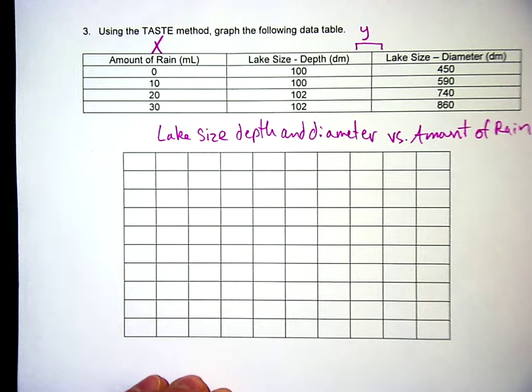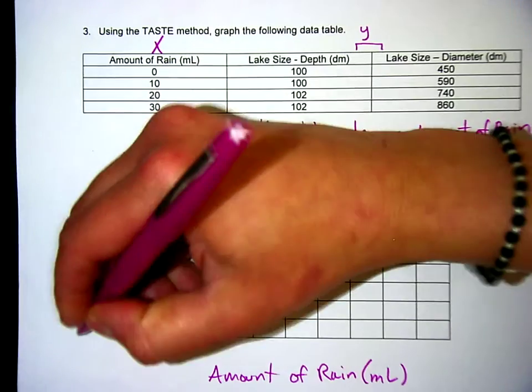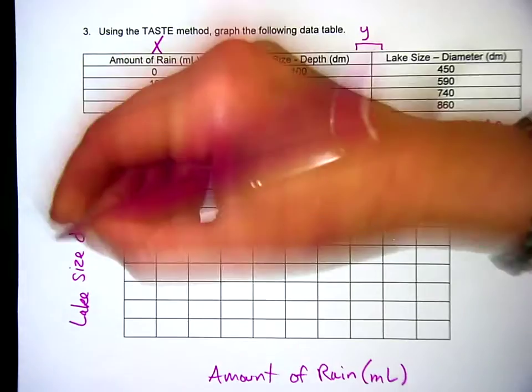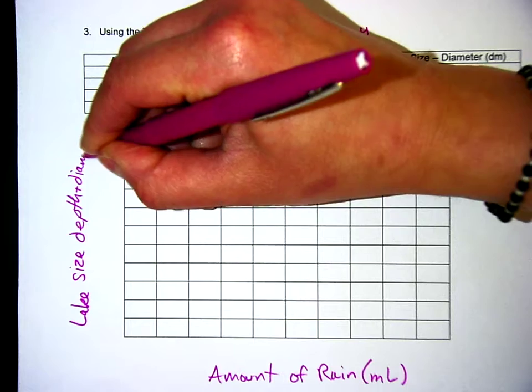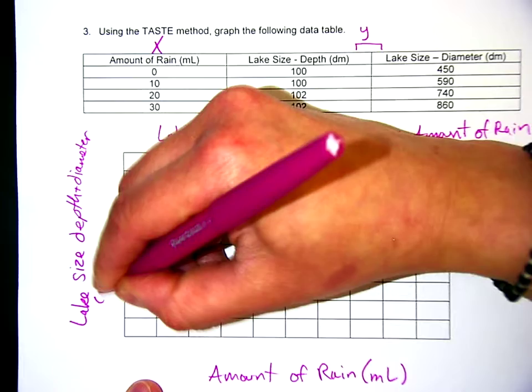Then we're going to label our axes. The x-axis, your independent variable, is going to be the amount of rain. So that's your label. We need a unit if provided. Here it is measured in milliliters, so we need to include that, in parentheses. Then we do the same thing for the y-axis: lake size, depth, and diameter. They're both measured in decimeters, so we need to include that as well.